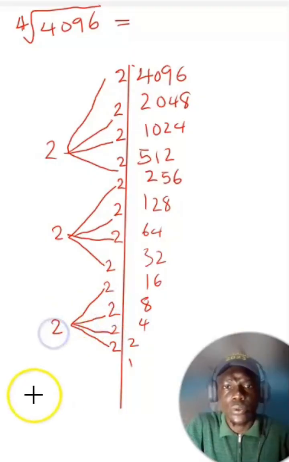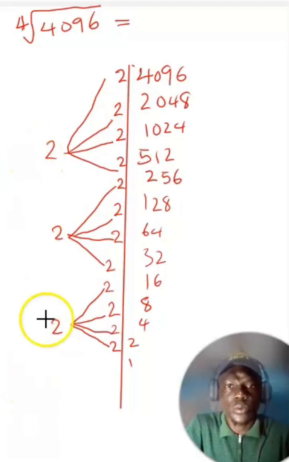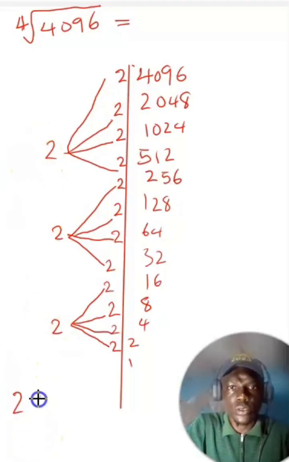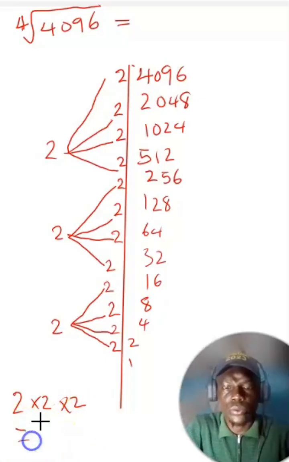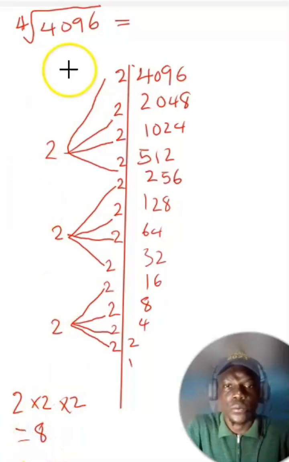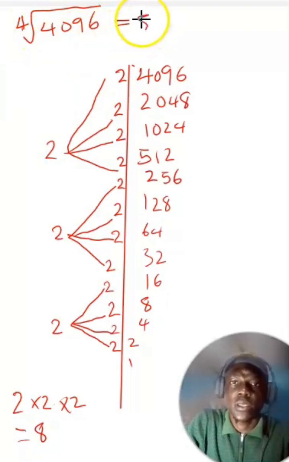This is 2. Now these three 2s will multiply. You have 2 times 2 times 2. 2 times 2 is 4. 4 times 2 is 8. Therefore, the fourth root of 4096 is 8.